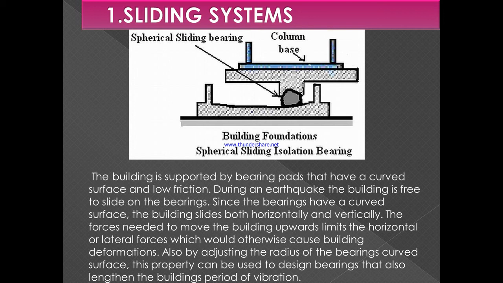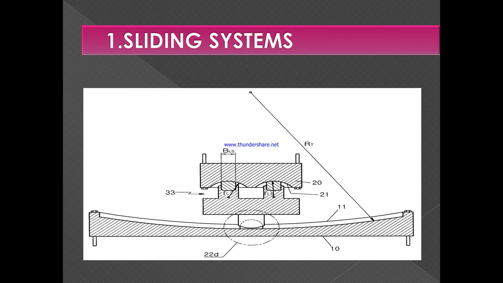So also, by adjusting the radius of the bearing's curved surface, this property can be used to design the bearing so that it lengthens the building period of vibration. Okay, so this is the example of the first case. This is a typical cross section of the bearing system.